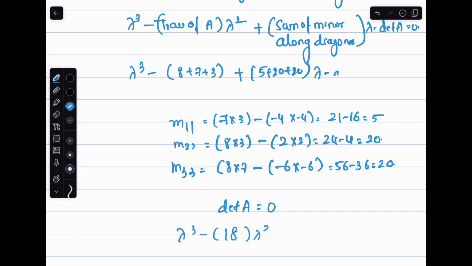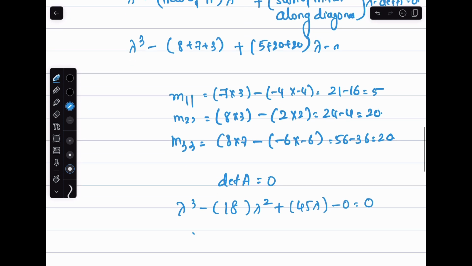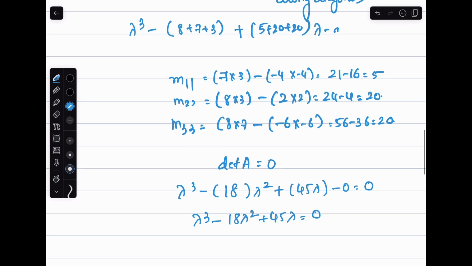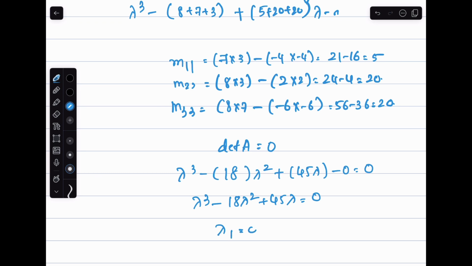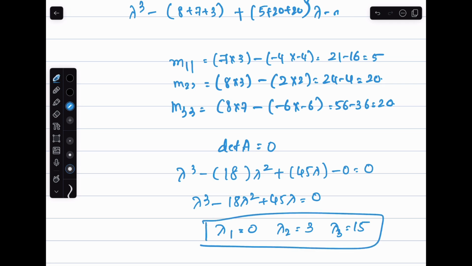You can use your scientific calculator, substituting whatever the unknowns are into the equation. So you will get lambda cube minus 18 lambda square plus 45 lambda minus 0 is equal to 0. When you find out the lambdas, you will get lambda 1 is equal to 0, lambda 2 is 3, lambda 3 is 15. So these are called the eigenvalues for the given matrix.